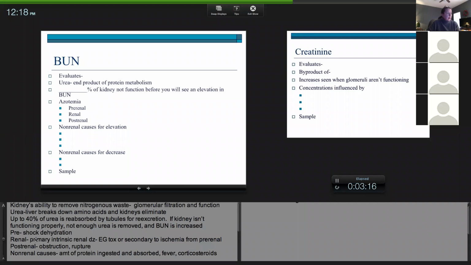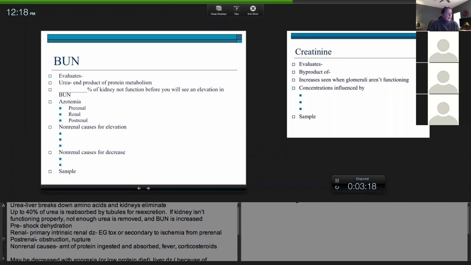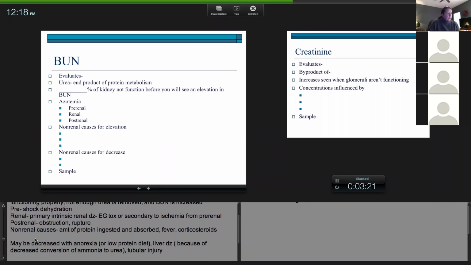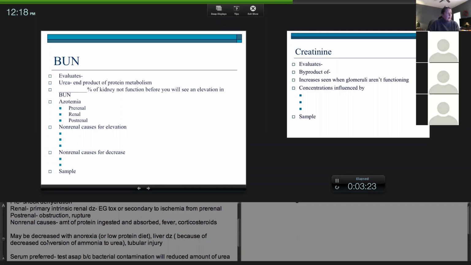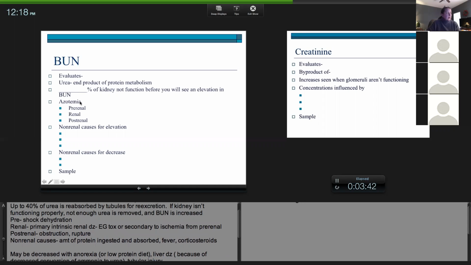So if we talk about being increased, and then decreased: anorexia, low protein diet. So finding out what the animal's eating is going to be important. Damage to the renal tubules, so if there's PCT or DCT damage. Now, what I want you to look at on here, azotemia is the term for an elevated BUN. If it's elevated, we say the patient's azotemic.